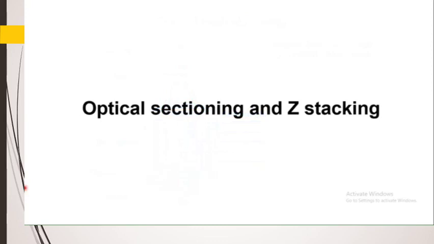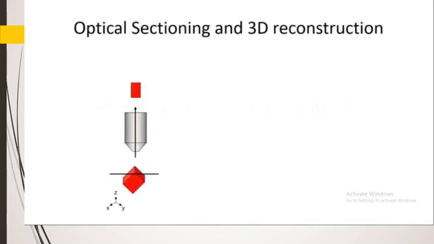Now we would talk about the optical sectioning and Z-stacking property of the confocal system. So a confocal system comes with a motorized stage. So the distance between the objective lens and the stage could be altered in real time, and thereby it can image several focal planes, and after that all the focal planes could be merged to reconstruct a 3D image of the object.